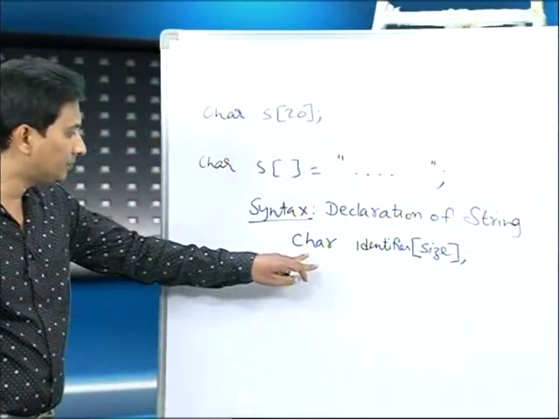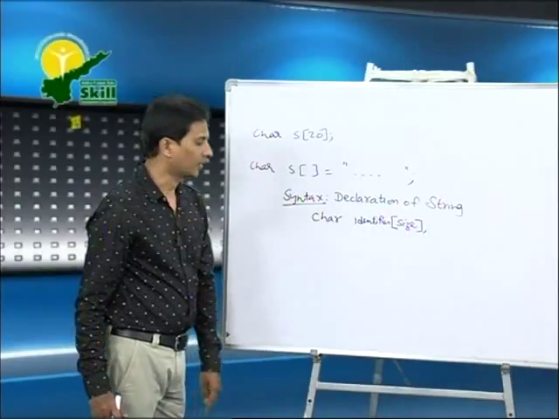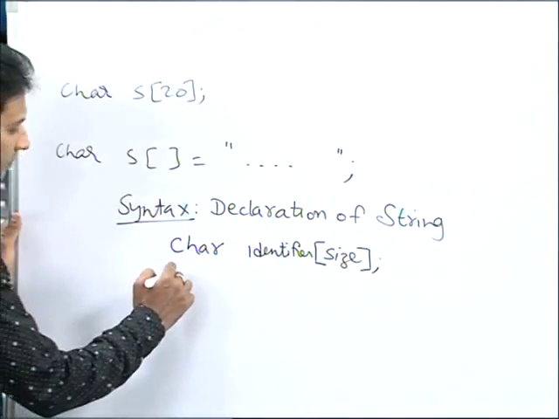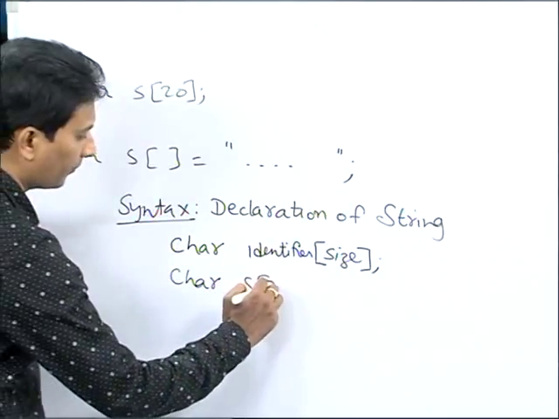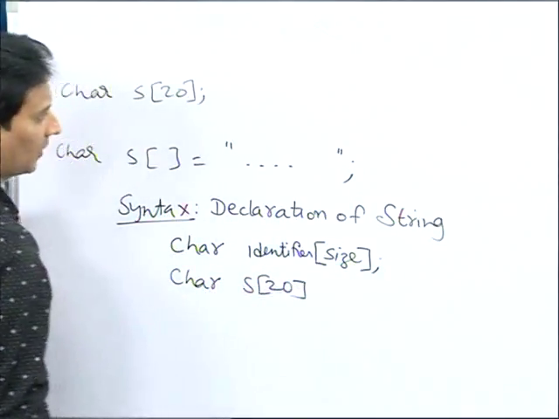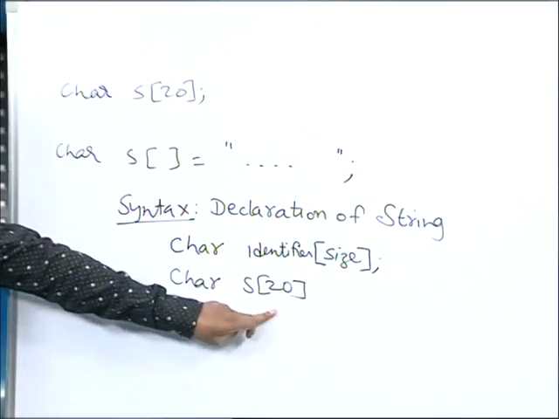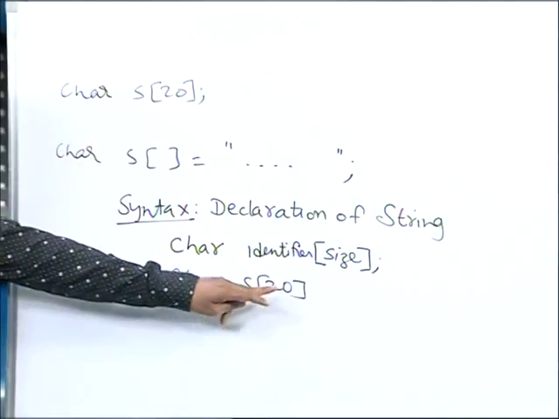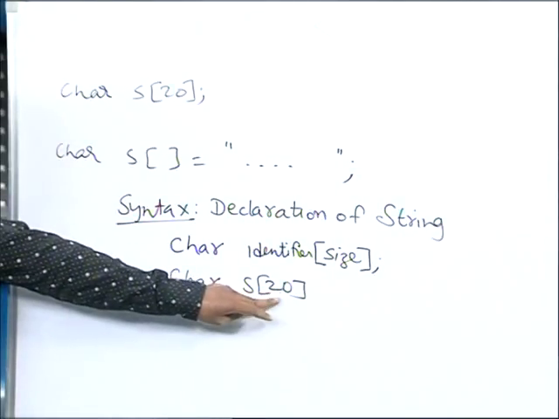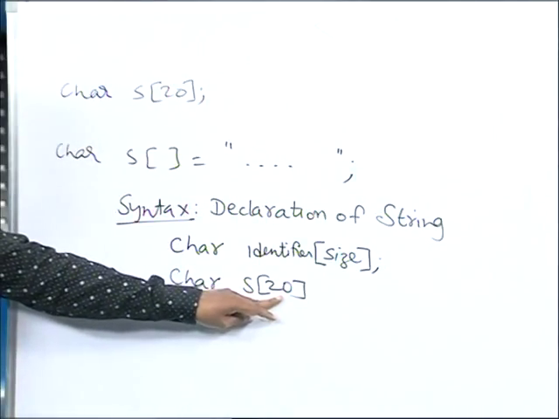Here we use a character array to declare strings. Example: char s[20]. Here the size specifies the maximum number of characters in the string.